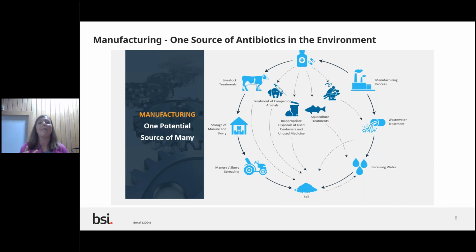So there's a need, like I mentioned, to have this One Health approach, looking at human health antibiotic manufacturing as well as animal health manufacturing. But we are again going to really focus on the human health side during this presentation.